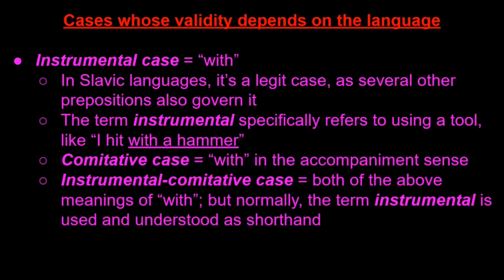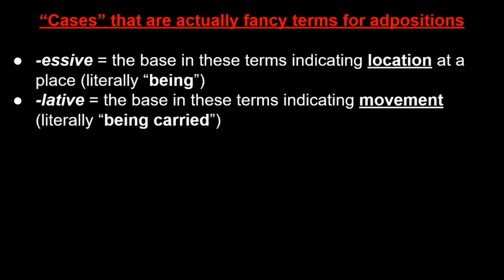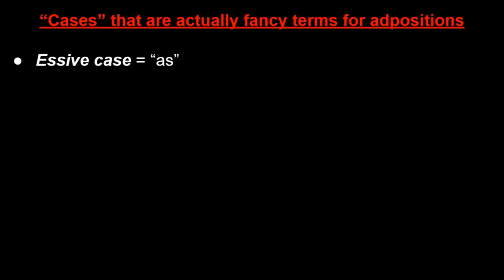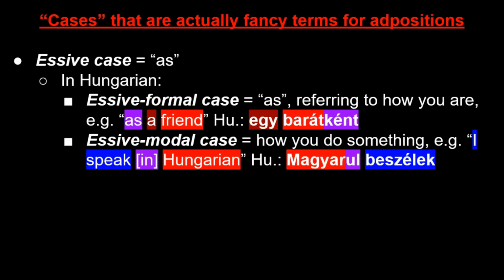Thankfully though, there's a system to the rest of these cases. Most of their names involve a root of either essive or lative with some sort of prefix. Therefore, all you really need to know is that essive refers to being and lative refers to movement, and then you need to know what the prefixes mean, but you'll probably be familiar with most of them from other Latin-based words. The essive case itself means as, but also at least in Hungarian, the only language I've studied to this point that uses wild terms like this, it's split into the essive formal case, which is just as, and the essive modal case, which I've only ever seen used for a language someone speaks.